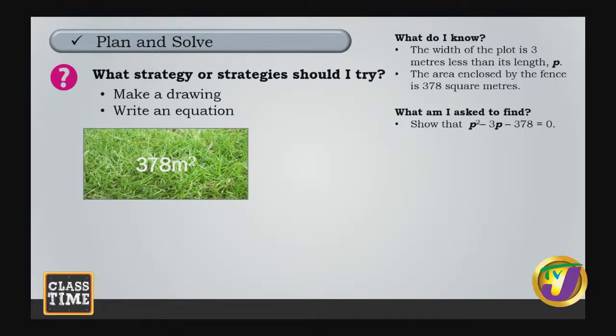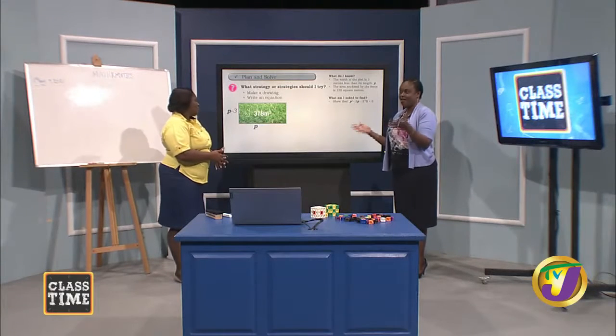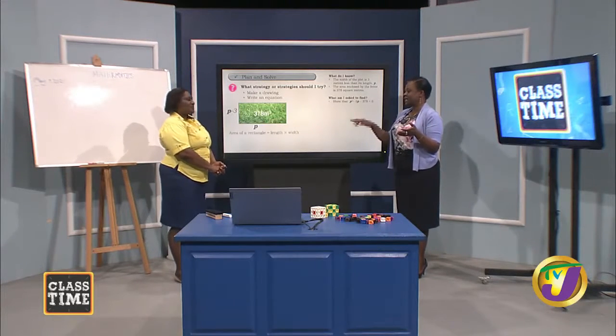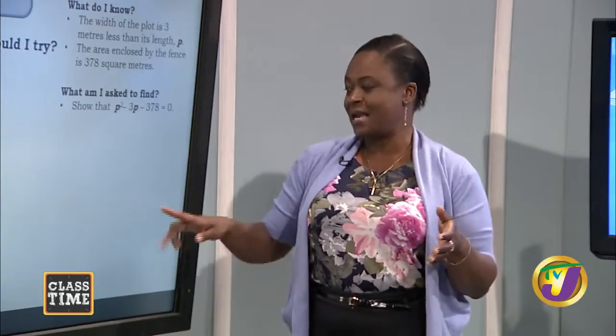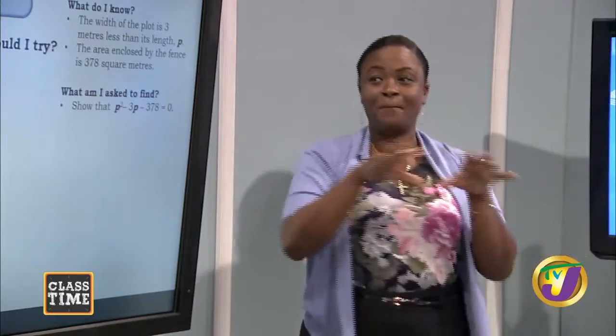Now, how do I get P squared subtract 3P subtract 378 to be equal to 0 from all of that? I am going to use an equation because I may not be able to answer that just yet. I know what an equation is, and you know how to find the area of a rectangle. So I start off: the area of the rectangle is equal to its length multiplied by its width. Now we take the information from the drawing, place it into the equation, and this is what we get.